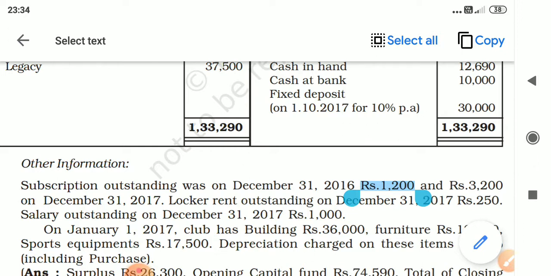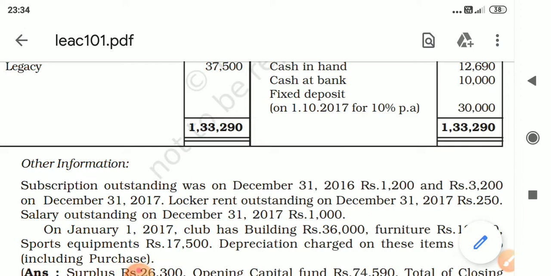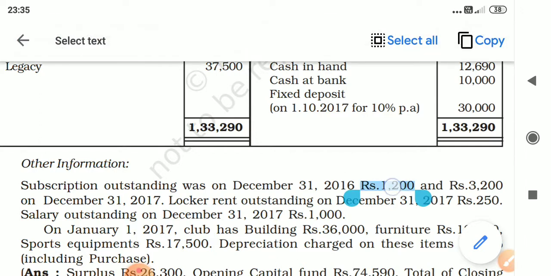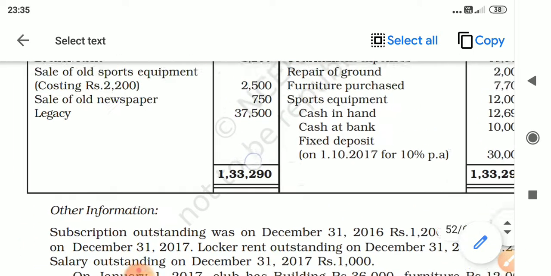Okay. Now, immediately in the balance sheet where these amounts have to be written, we will do that also, so that we can put a tick mark for subscription and it's over. Now this previous year's outstanding will appear in previous year's balance sheet, that is 2016's balance sheet asset side. 3,200 will appear in the current year's balance sheet, 2017's balance sheet asset side. You have to write subscription outstanding. Okay, done. Now we can put a tick mark for subscription, that is over.